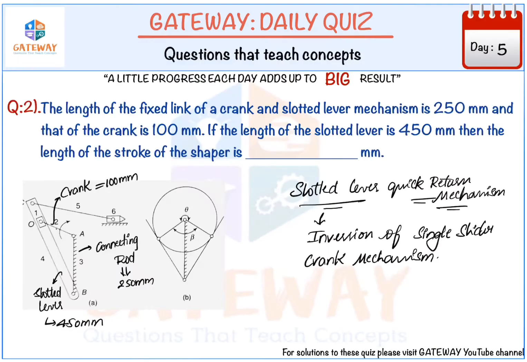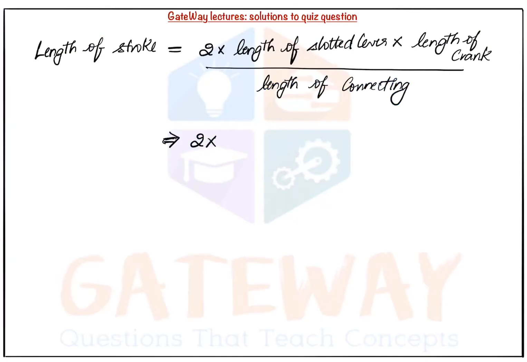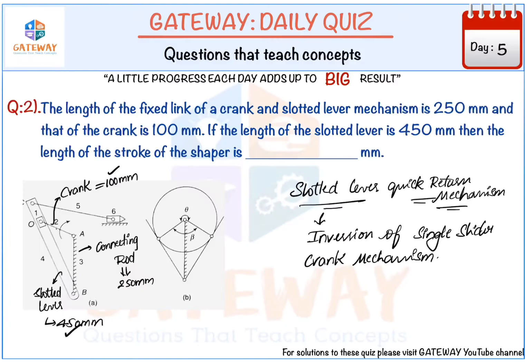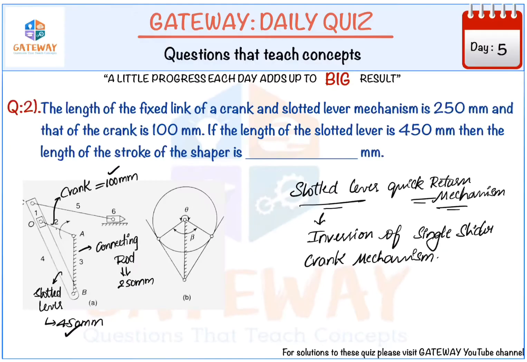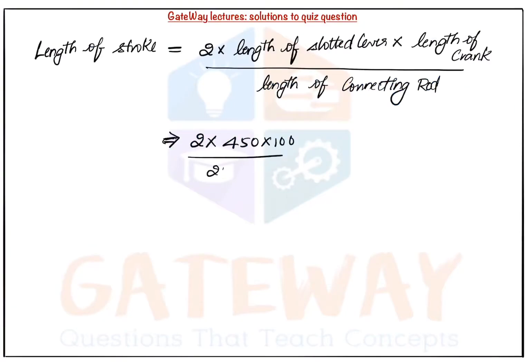Here, 2 into the length of the slotted lever. The length of the slotted lever was given as 450 mm, into the length of the crank. The length of the crank was given as 100 mm, divided by the length of the connecting rod. Here the question was given as 250 mm. Okay, we will simply solve this. The answer will be 360 mm.